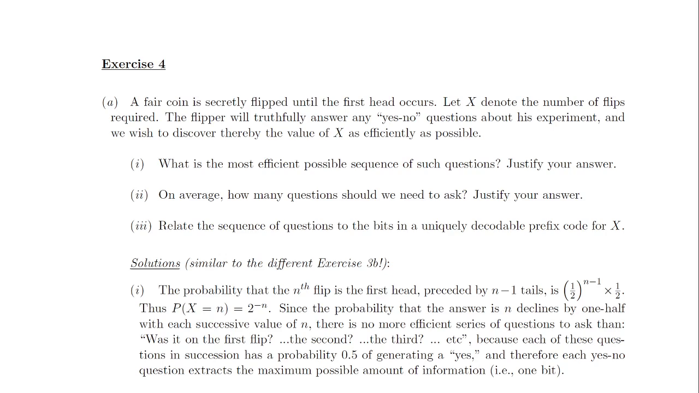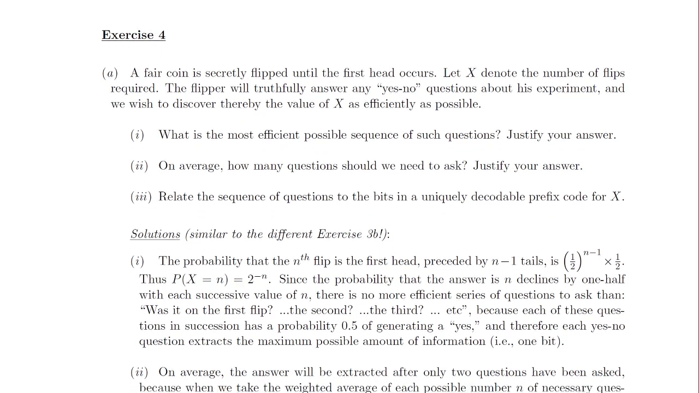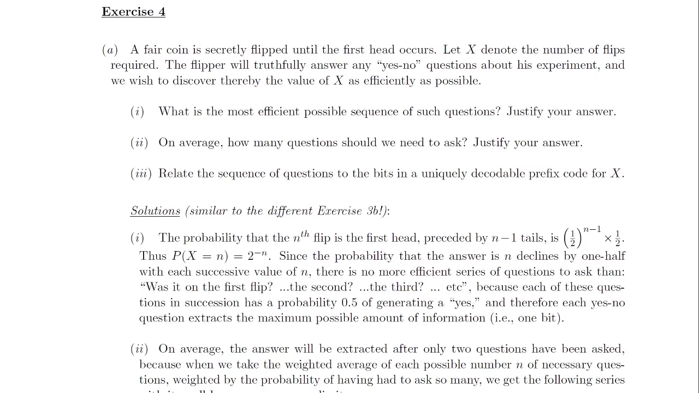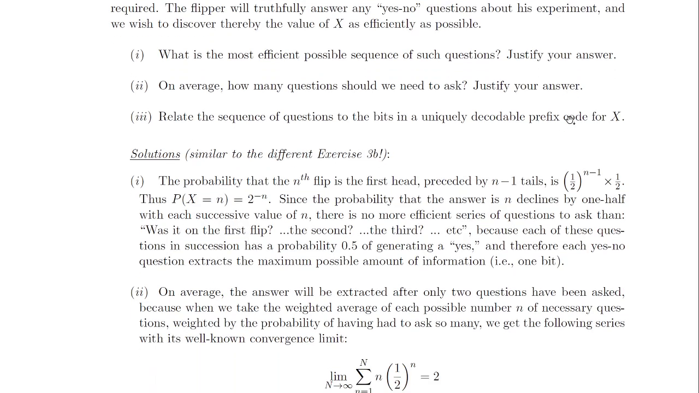Finally, exercise 4 begins with a different kind of scenario, but it will end up invoking the same probability distribution. This is a coin flipping experiment in which a flipper is secretly flipping a coin until the first head occurs. X is the number of flips necessary in the run before reaching the first head, and then stopping. Again, the flipper will truthfully answer any yes/no question about this experiment, and you want to discover the value of X, the number of flips necessary before the first head was seen, as quickly as possible. What's the most efficient possible sequence of such questions?